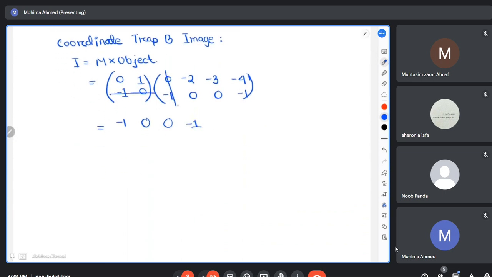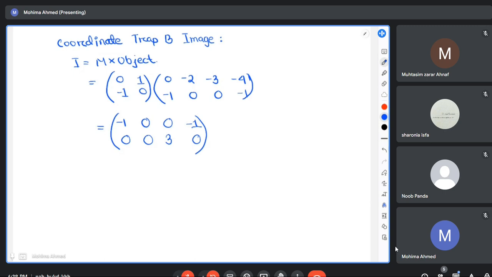Similarly, second row, first column, that will be minus 1, 0, 0, minus 1, so 0. Second row, second column, minus 1 into 2 is 0, 0 into 0 is just 0. Second row, third column, 1 into 3 is positive 3, and 0 into 0 is 0. So it's just going to be 3 over here. And 1 into 4 is 0, 0 into 1 is 0. So this is the coordinate. I think this is the coordinate that you got of trapezium B with respect to the new center, right?